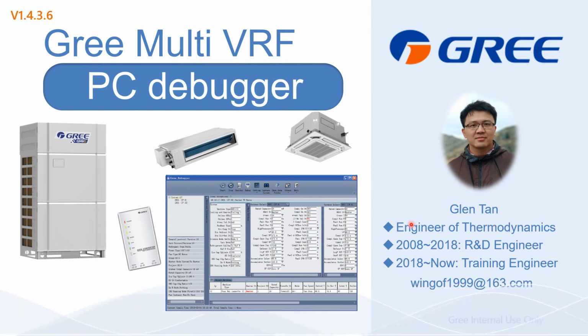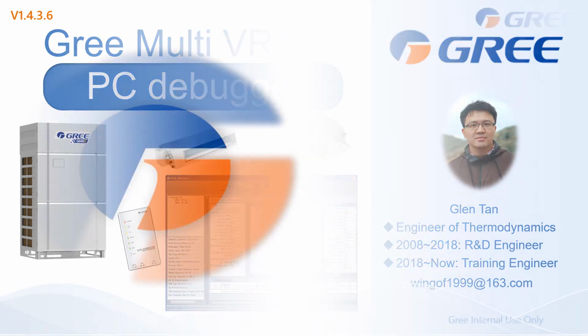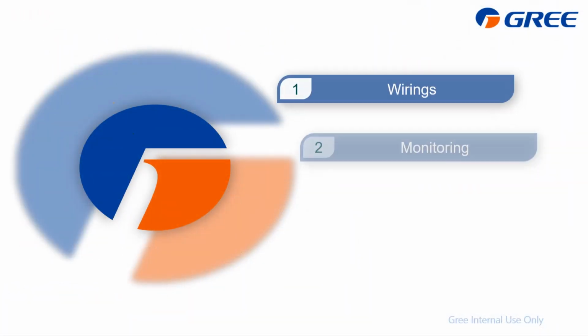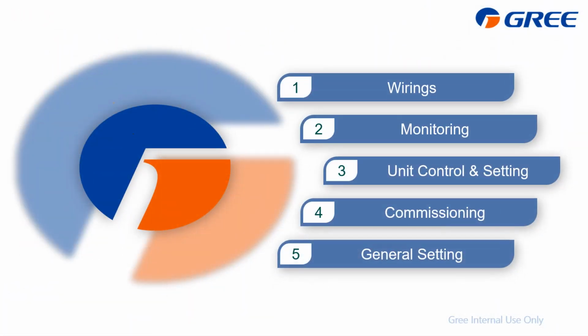This time, I will continue to talk about GNV PC Debugger. The version of this debugger is 1.4.3.6. This presentation divides into these 5 parts. I have put the corresponding videos' links in the description area below, just for your convenience.